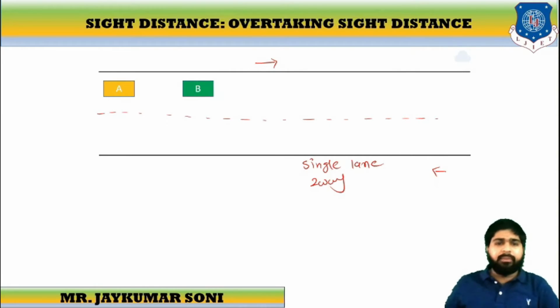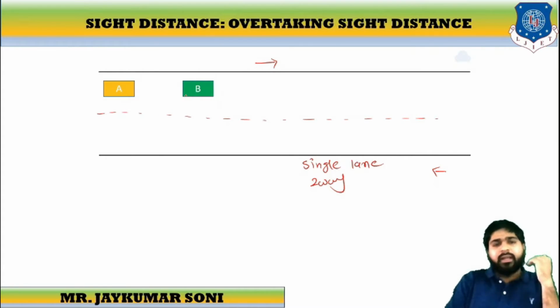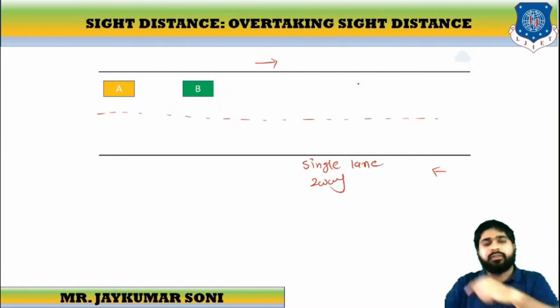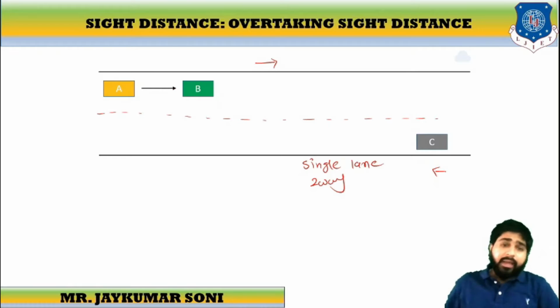Say vehicle B is traveling. Behind vehicle B, vehicle A is also traveling and both are traveling in this direction. Vehicle C is coming from the opposite direction. A and B are traveling in this direction as I have explained, and vehicle C is traveling in this direction, which is the opposite direction.